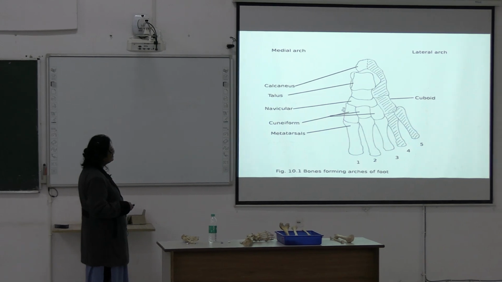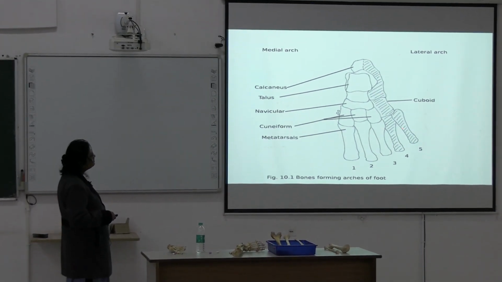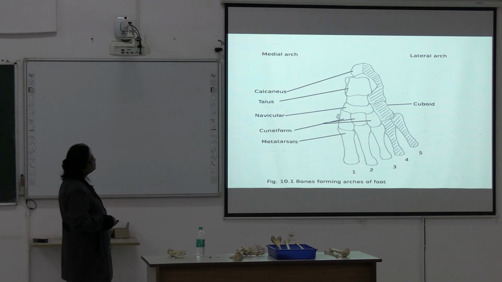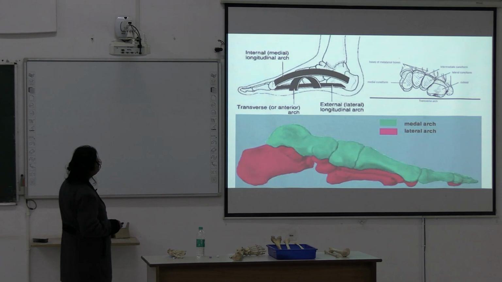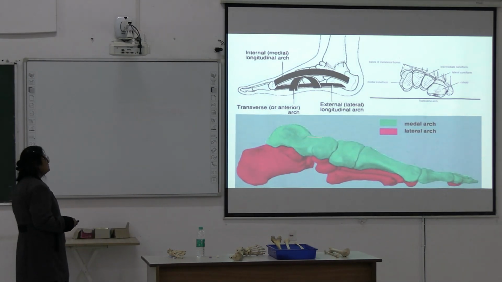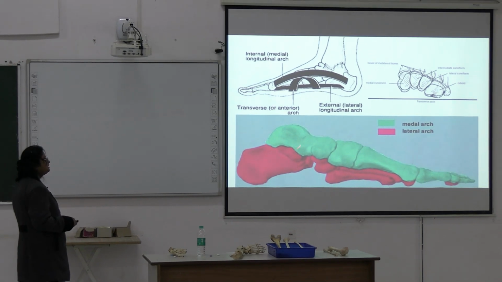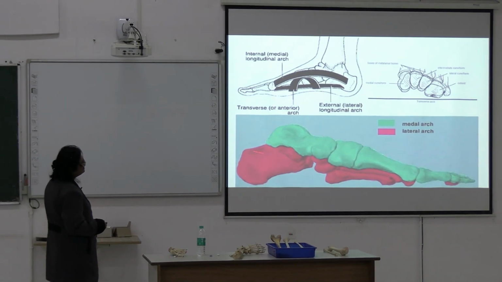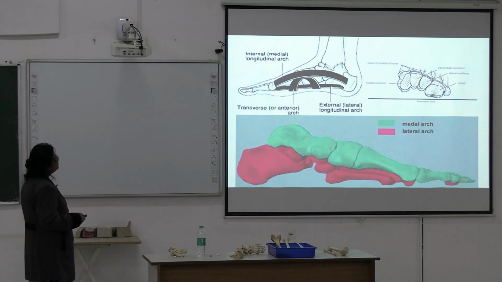Next, see, these are the structures forming the arches. This shaded portion is forming the lateral arch. This portion is forming the medial arch, medial longitudinal arch. Next, here also the color coding has been shown. This is forming the medial arch, calcaneum is also included, and these are forming the lateral arch, the red colored one. Here you can see the location. This is the medial arch, the high arch, this is the lateral arch or external longitudinal arch, and this is representing the transverse arch, or anterior arch.